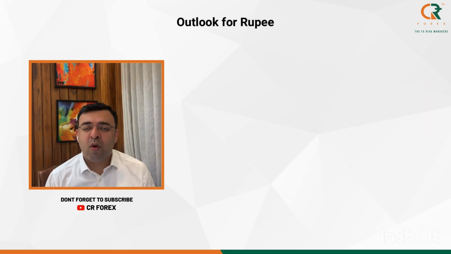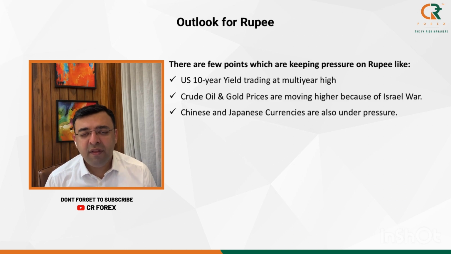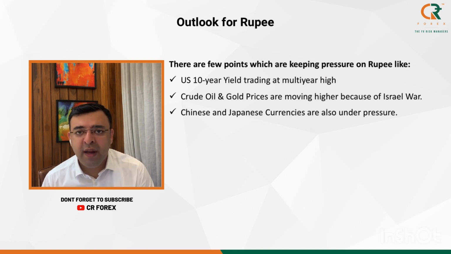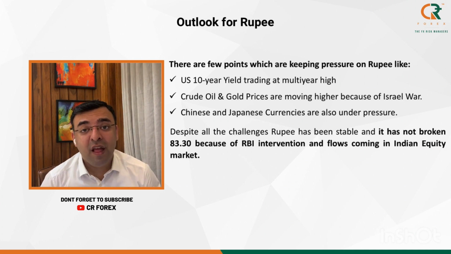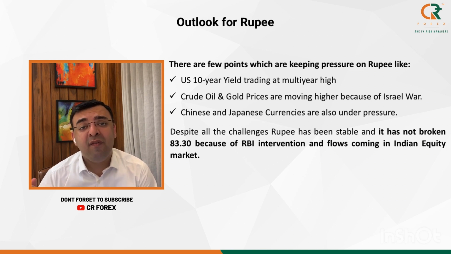Now let us discuss outlook for rupee. There are few challenges because of which rupee is under pressure, like 10-year US yield is trading at multi-year high. Crude and gold prices are moving higher because of Israel and Palestinian war. Chinese and Japanese currencies are also trading higher. Despite all the challenges, rupee has been trading stable and it has not broken 83.30 because of RBI intervention and flows coming into Indian equity market.